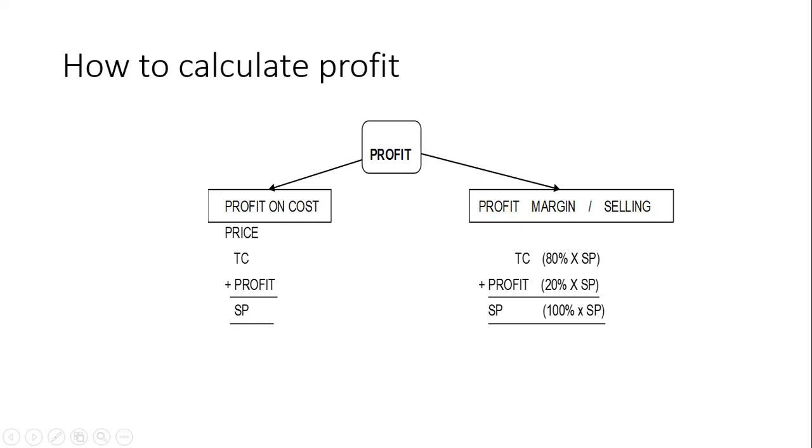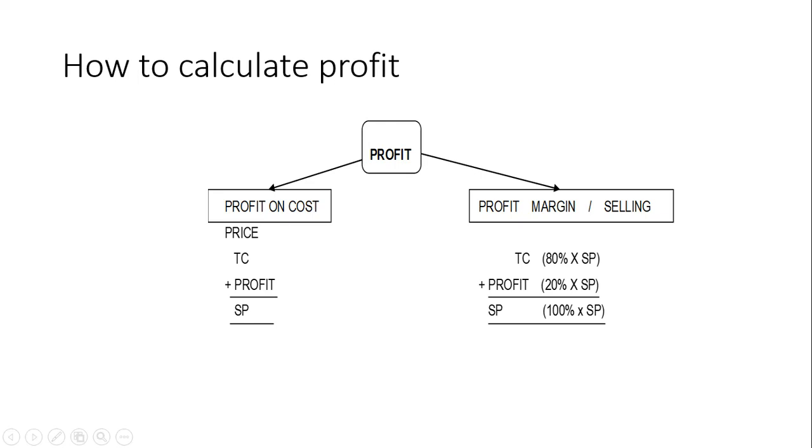And for the method to calculate profit based on percentage on profit margin or selling price, let's say the total cost is 10,000, and the profit is 20% on selling price. Okay, so that means automatically our total cost here is 80% of the selling price, because you know that total cost plus profit equals selling price. So profit is 20% on selling price, so 100% minus 20%, we get 80%. So the total cost equation is 80% times the selling price equals 10,000.